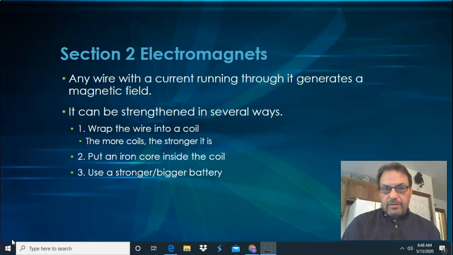When we talk about the electromagnet, remember this is any wire with a current running through it generates a magnetic field. And then, so this goes back to the standard. How do we strengthen it? Well, it can be strengthened in several ways. Wrapping the wire into a coil, and then the more coils that you do, the stronger it's going to be. And then you can put an iron core inside the coil and use a stronger or bigger battery.